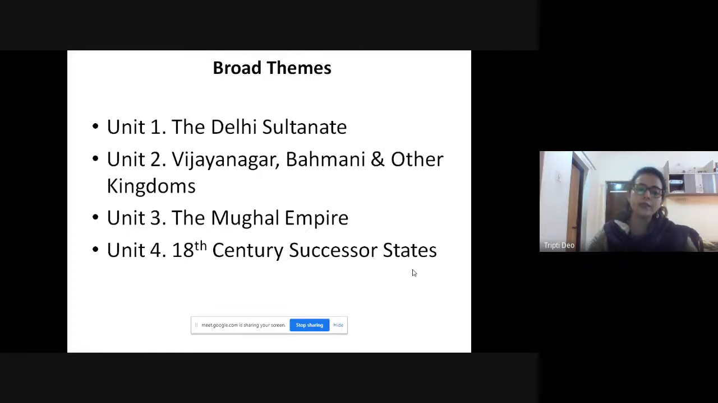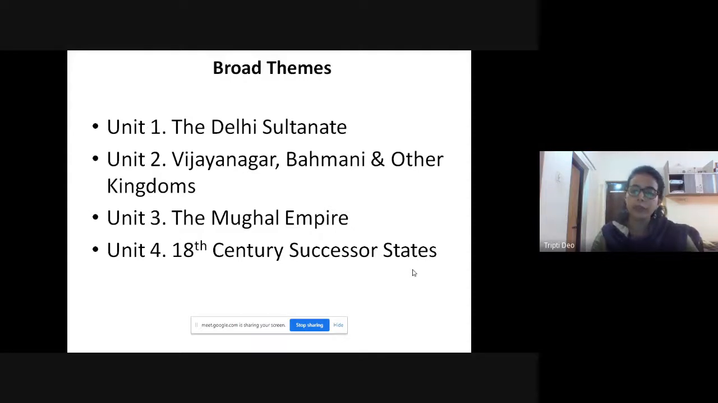So the broad themes of this unit: it's divided into four units. The Delhi Sultanate, which is primarily North India, but we will see how they really expanded towards the Deccan and the Peninsula region also. Unit 2, the Vijayanagara, Bahamani and other kingdoms. So this is primarily the Peninsula India that I'm going to be discussing.